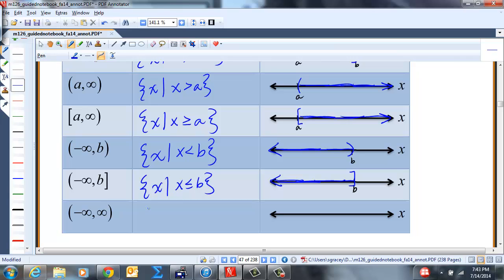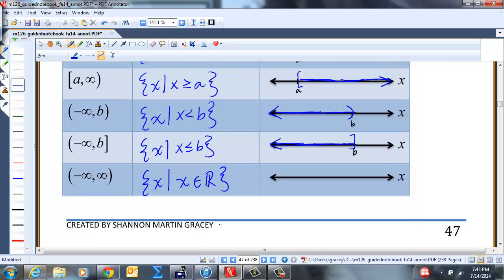And then you could have the whole real line. So this would be x such that x is an element of the real numbers. So this means is an element of or belongs to. And this one means real numbers. And if that was the case, that would mean that any value for x would work, and you would shade the whole number line.